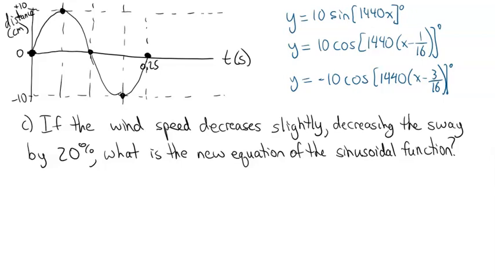The first thing to note is if the sway is reduced by 20%, normally the amplitude is equal to 10. And so what that means is that if we take 20% off, in other words, it's 80% of the amplitude. And so that means that the new amplitude is going to be equal to 8.